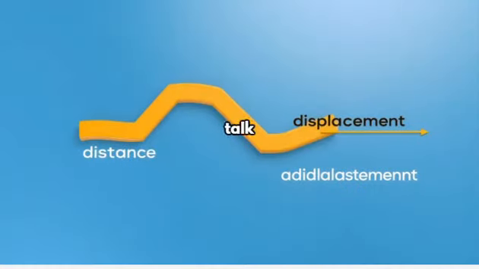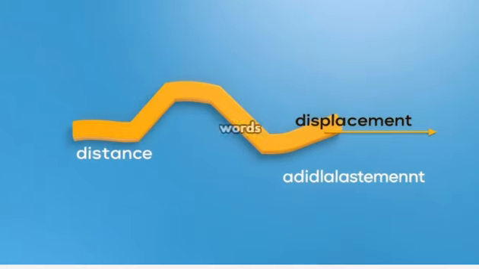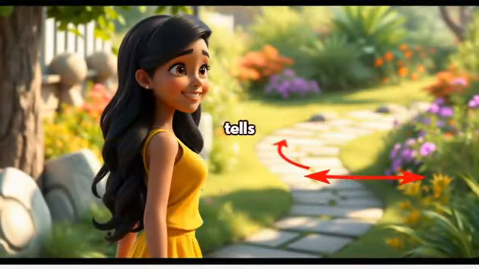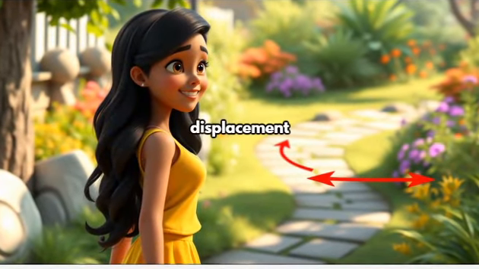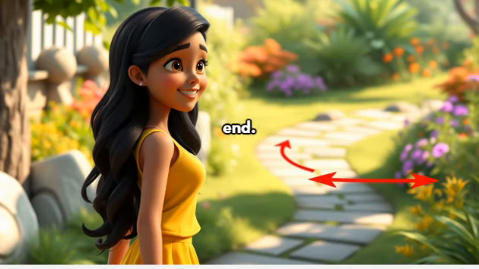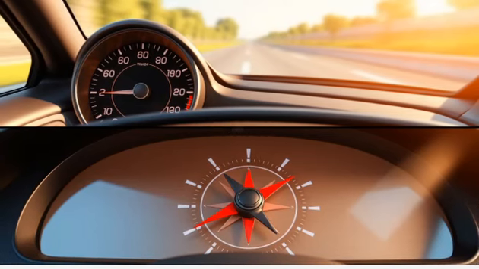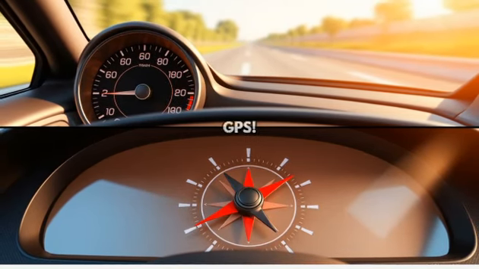Next, let's talk distance versus displacement. Two words often mixed up, but totally different. Distance tells how much you've traveled, while displacement is the shortest path from start to end. Speed is how fast you go, but velocity adds direction. So velocity is speed with a GPS.